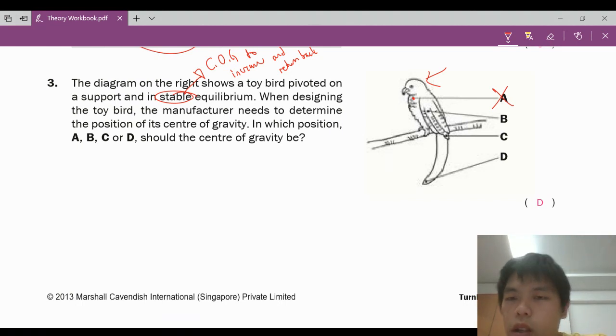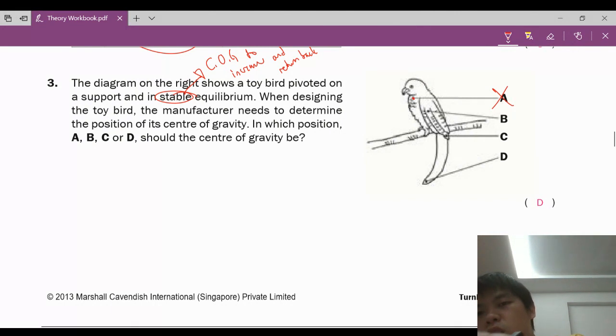Okay, what happens now if I change my direction of force? What happens if I push it this way? Then for B, the center of gravity will go down. Your center of gravity will have to shift down because when I push this way, the bird will turn this way. Your center of gravity should go down also. So B is also out.